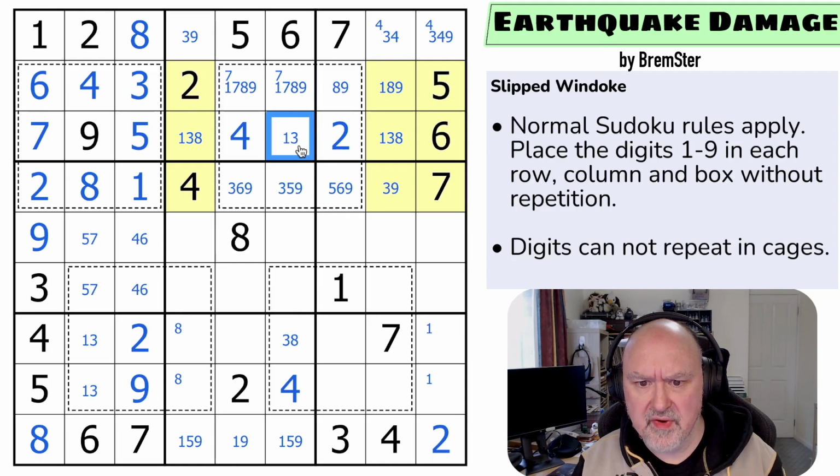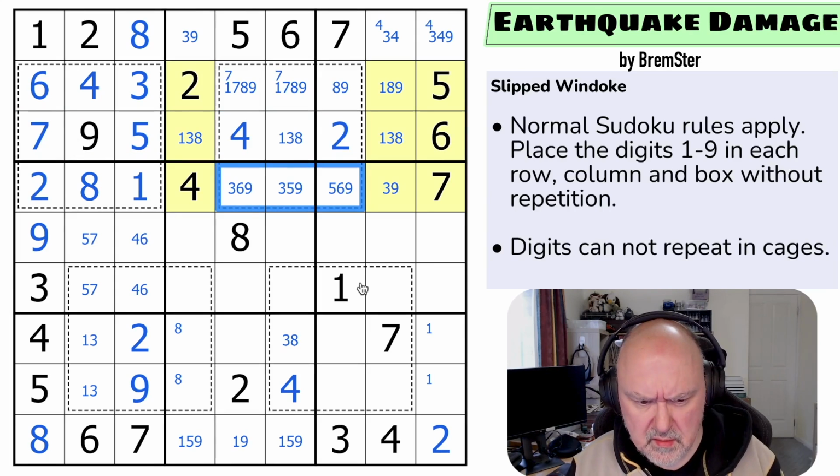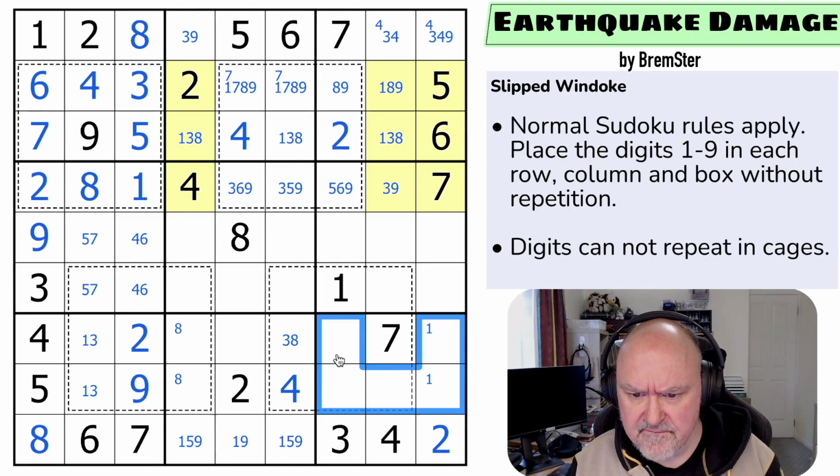This is 1, 3, 8 for the row. Okay. 5 is in this cage. Actually, 5 and 6 are in this cage. The 5 and the 6 here mean I can't put 5 or 6 in any of those. So 5 and 6. Well, this is the 5.